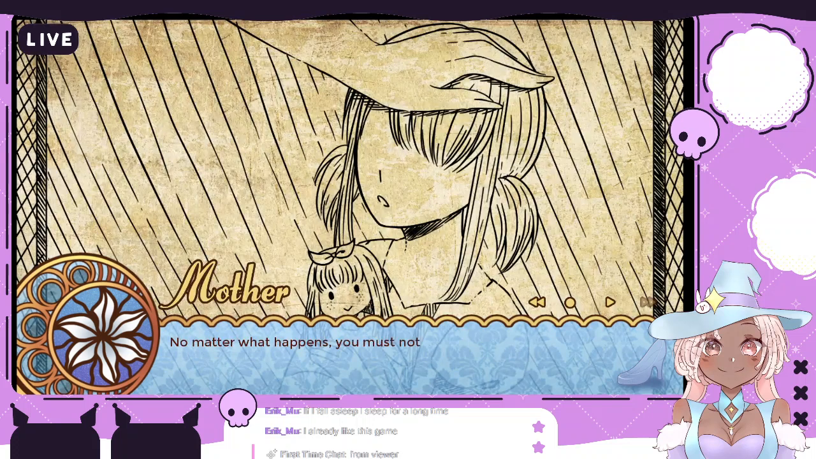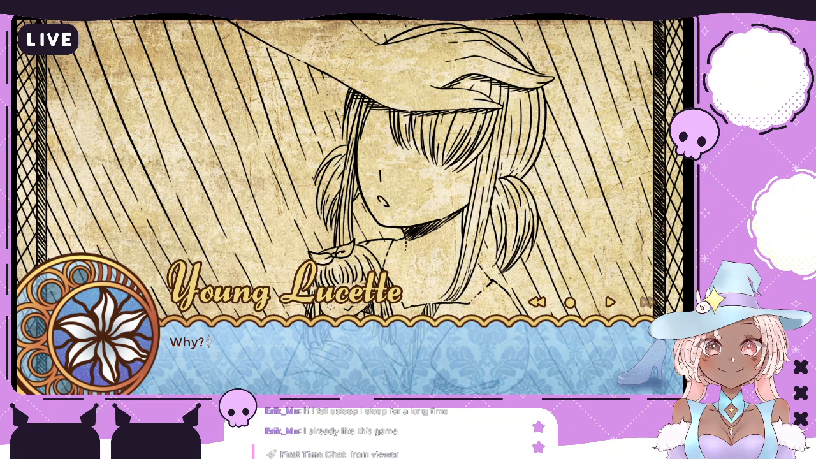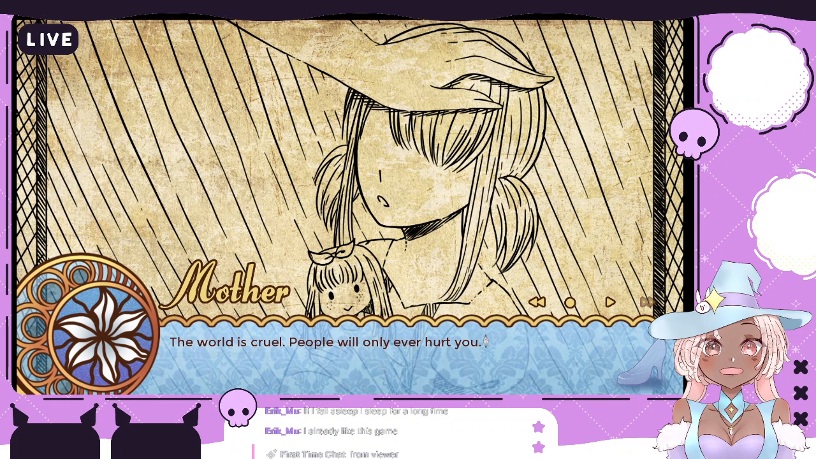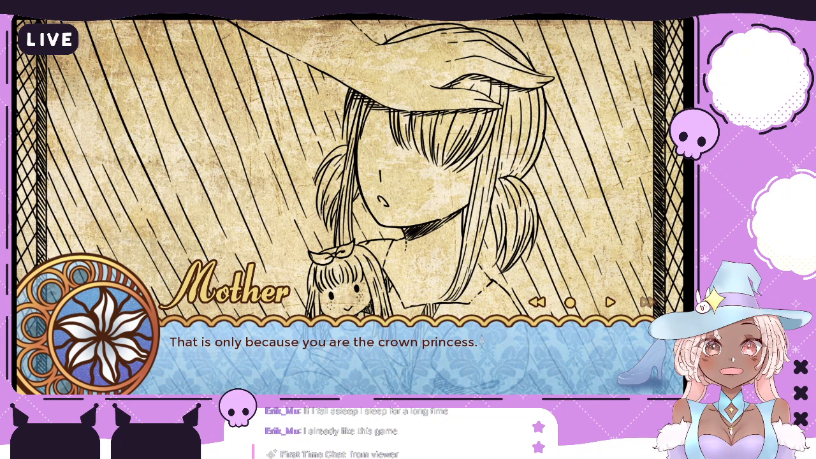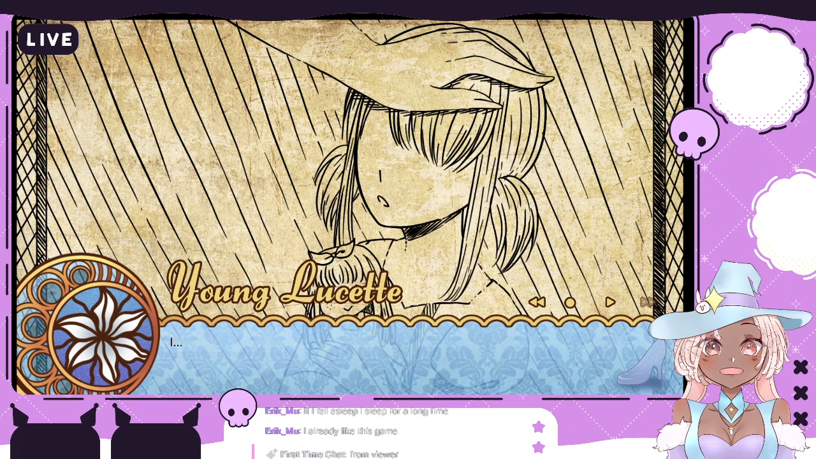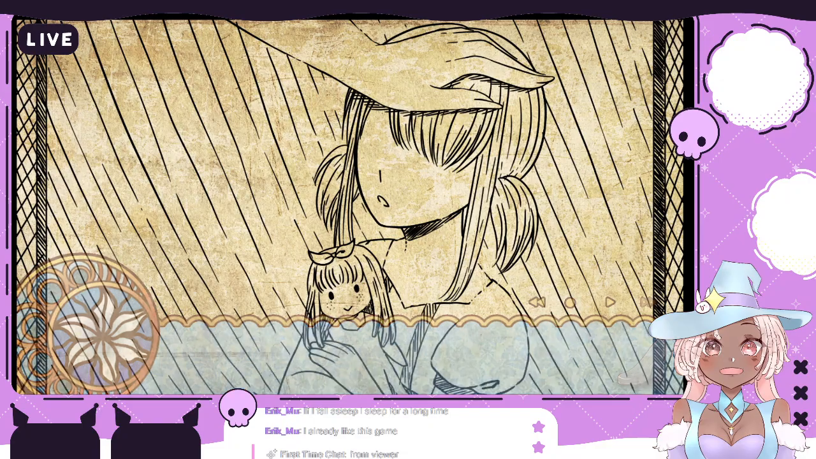A dream? No matter what happens, we must not leave the palace. Why? The world is cruel. People will only ever hurt you. But they are always so nice to me. That is only because you are the crown princess. They will only ever think of what they can take from you. I'm trying to protect you, my love. That is why you must never leave the palace. Never leave, mother. I'm the only one who will ever love you so much. Do you understand? I understand.